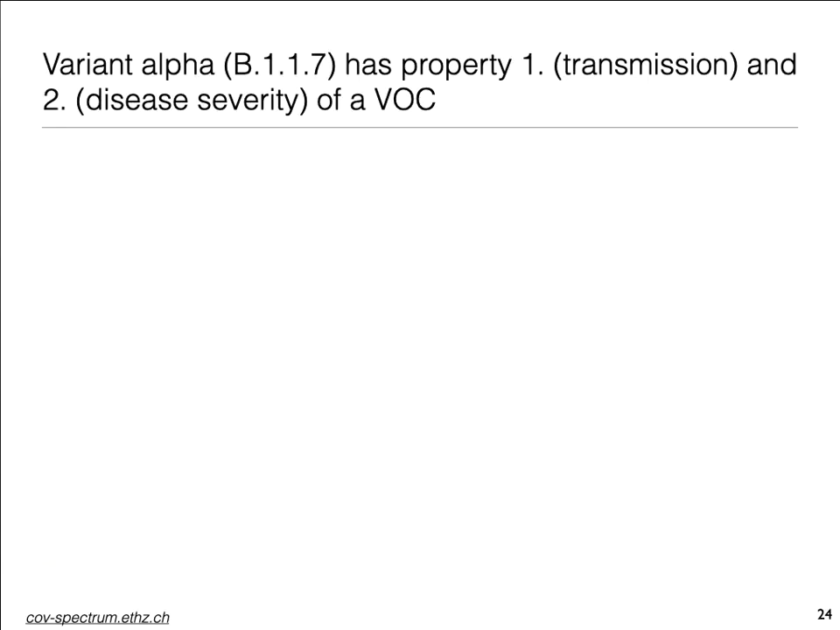The first variant of concern was defined and reported just before Christmas, the B117 identified in the UK. And this variant of concern was spreading very fast, taking over first in the UK and then in all of Europe.